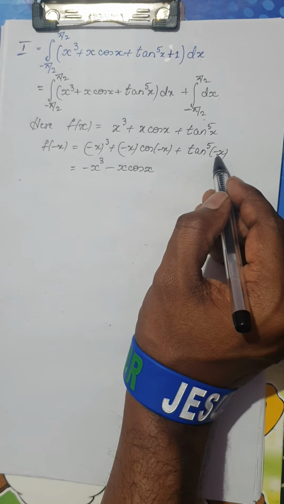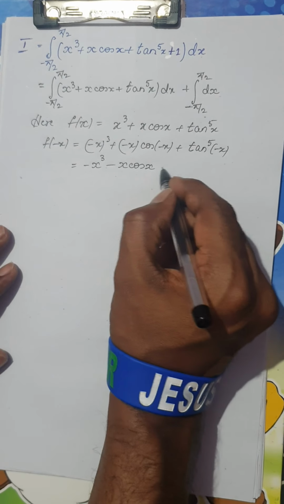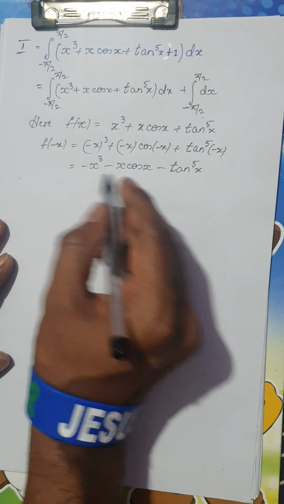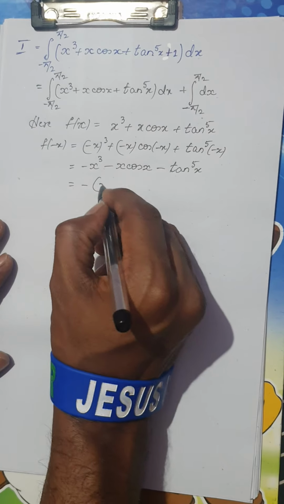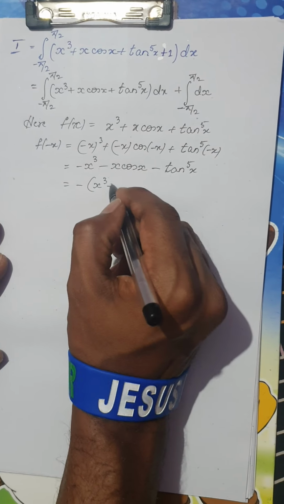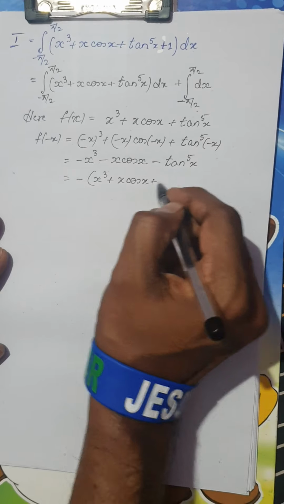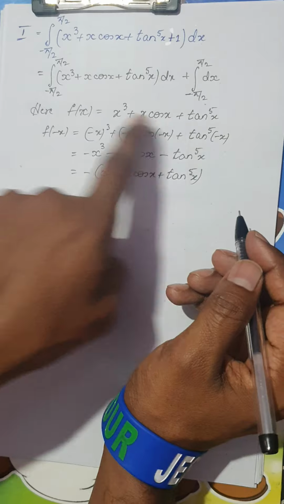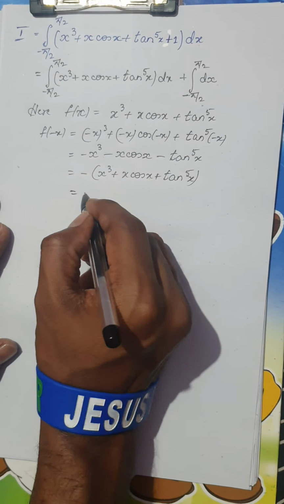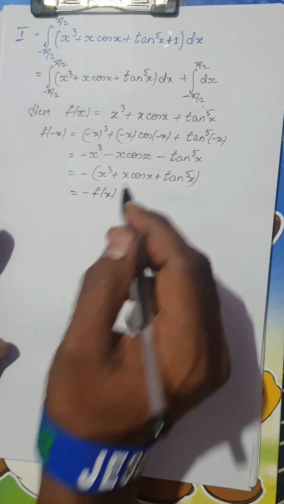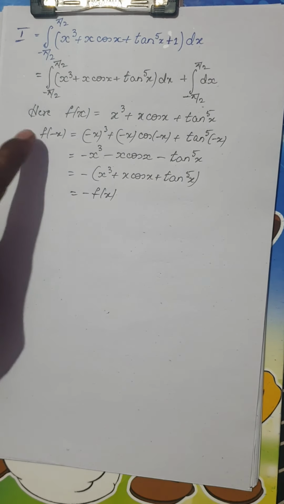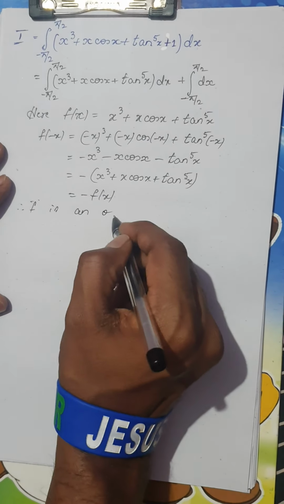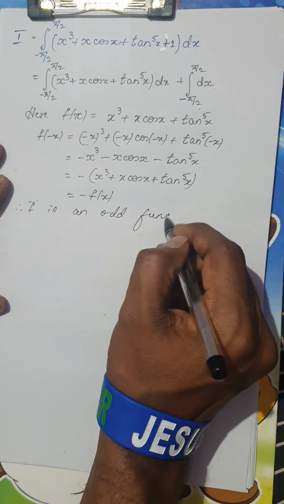Now tan of minus theta is minus of tan theta again, so this would be minus of tan power 5x. In all the terms I have minus, so if I take minus outside, I get x cube plus x cos x plus tan power 5x. We know this is simply f of x, so this is minus of f of x. So I got f of minus x equals minus of f of x. Therefore, f is an odd function.